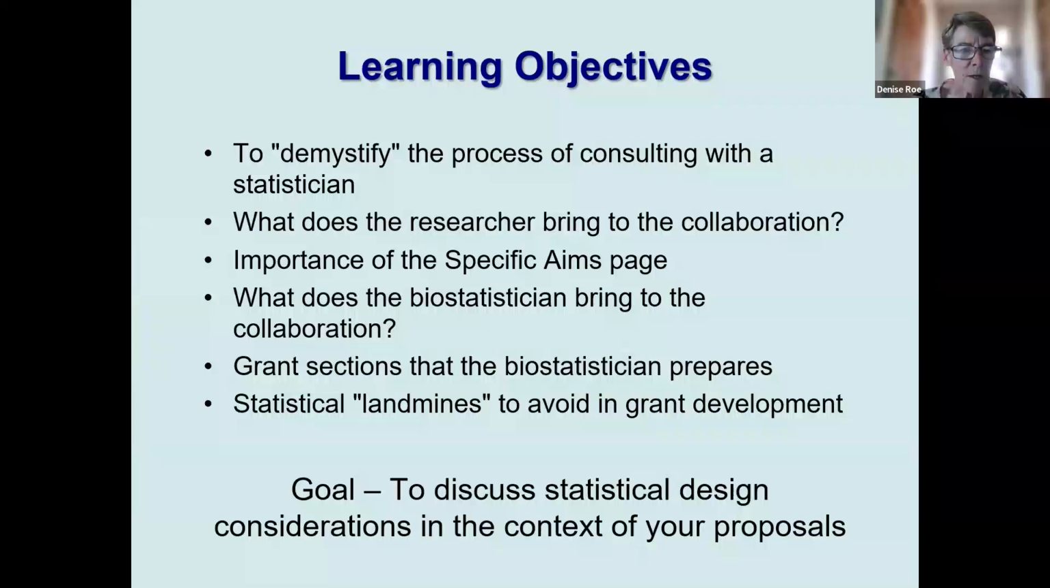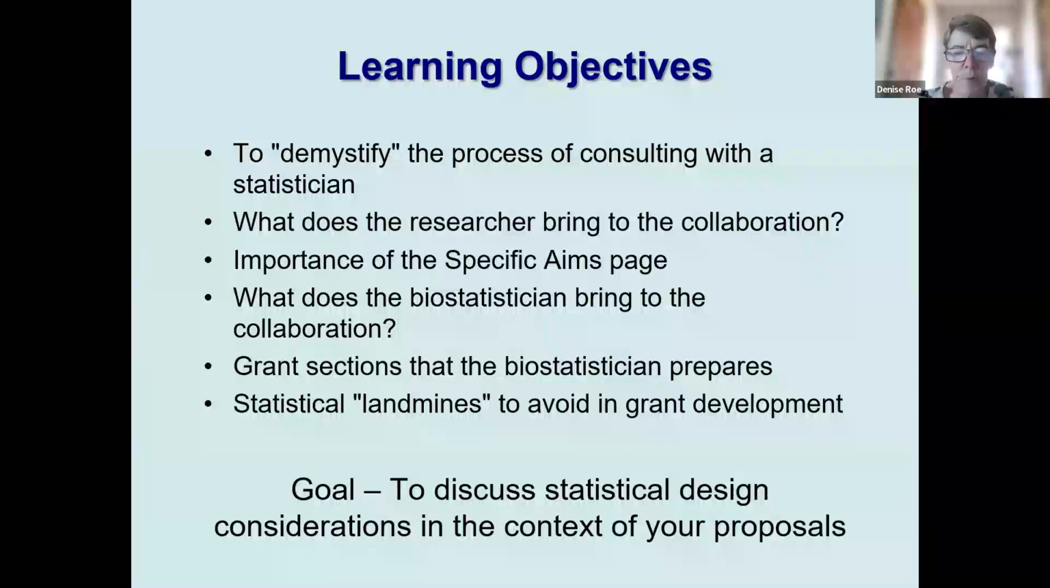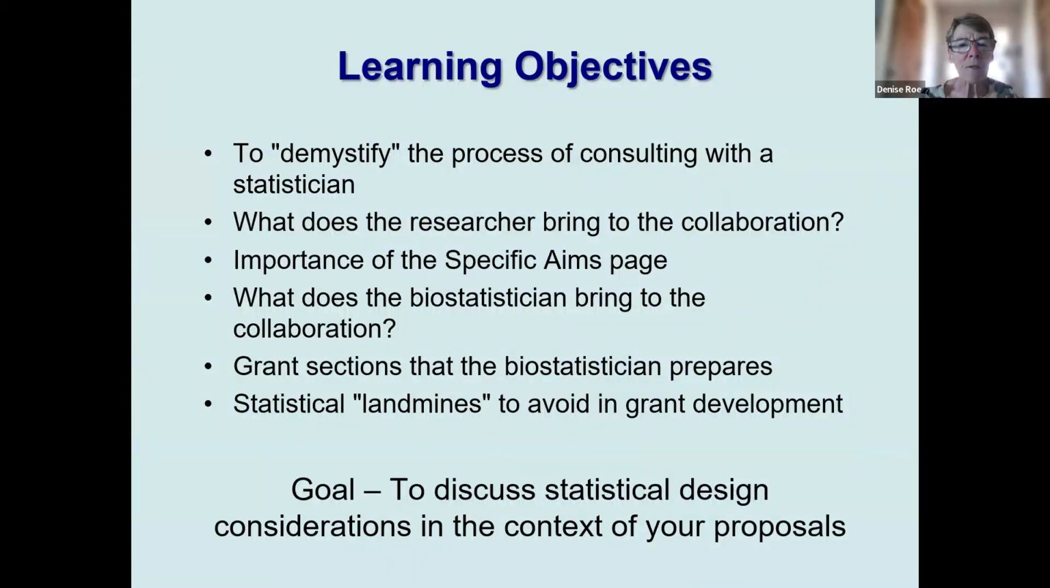So today, what I want to talk about, and yes, I have worked with Nicole, so she's very familiar with this. I want to demystify the process of consulting with the statistician. I want to talk about what you as a researcher bring to the collaboration, because this is really important. With respect to grants, I'm going to talk about the importance of the specific aims page. I'll talk about what I, as the biostatistician, bring to the collaboration, the grant sections that I can help prepare, and then statistical landmines to avoid in grant development.